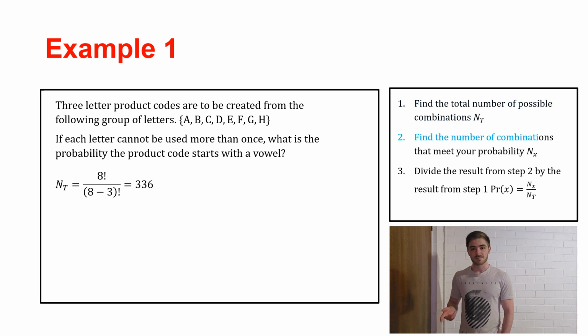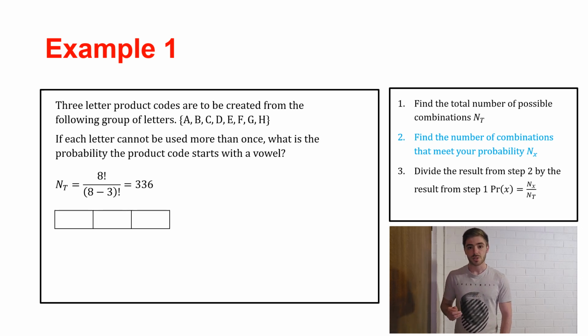The next step is to figure out how many possible product codes are there that start with a vowel. And in this step, it's easiest to focus on the restriction first. So, we have 3 slots to fill in total. There's only 2 vowels in the list of letters, hence the number of choices that we have for that first slot is going to be 2. The remaining 2 slots have no further restrictions. So the second slot is going to have 7 remaining choices, and the third slot is going to have 6.